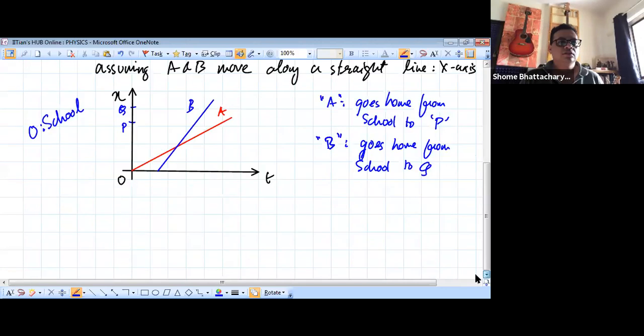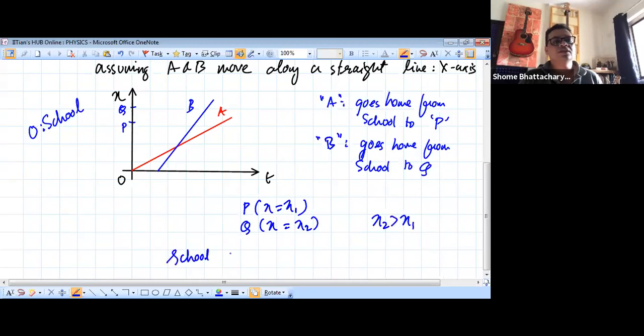Suppose in the graph, the point P is having x coordinate equal to x1, and the point Q is having x coordinate equal to x2. We can see that x2 is greater than x1. Now, what about the school? The school is having x coordinate equal to 0. It's not like the school is having some other x coordinate for B and some other x coordinate for A. The school's x coordinate is given to me because it is given that from the school O to the point P is the motion of A, and from the school O to the point Q is the motion of B. So this is A's home and this is B's home.